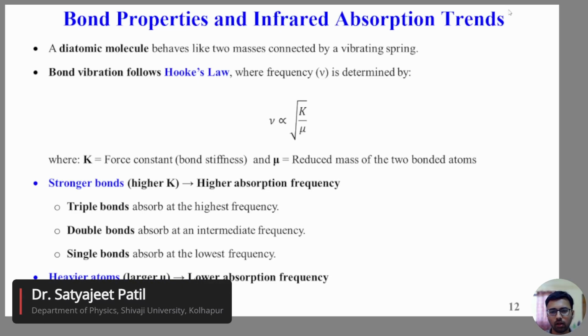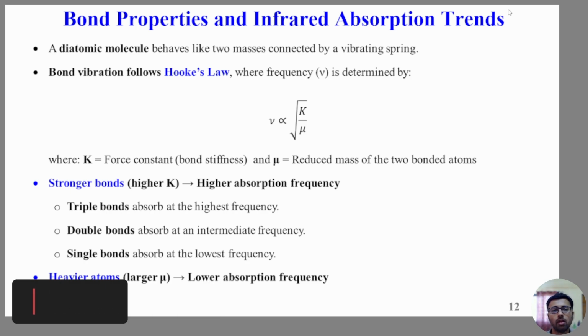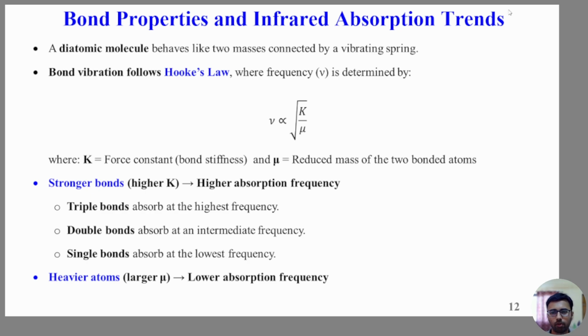In the previous lecture, we explored several important aspects of vibrational spectroscopy. First, we learned how molecules absorb infrared radiation and transition between vibrational energy states. Then we looked at different types of molecular vibrations such as stretching and bending motions. After that, we studied functional group absorptions and saw how specific molecular groups produce characteristic peaks in an IR spectrum.